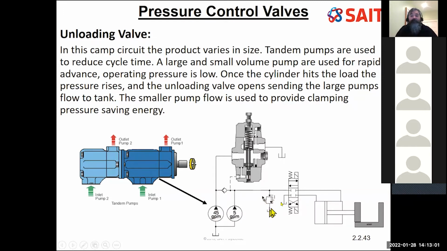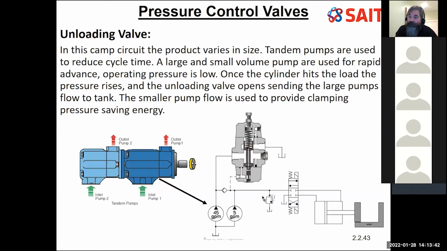Okay, what I do is I set this unloading valve at a lower pressure, a pressure between my working pressure and my safety pressure. So say I actually need only 800 psi here. I've set this to 1000 for safety. I set this down to 600 psi. So what happens is, at 600 psi, this thing fully opens. It dumps all the fluid from the 45 gallons per minute at low pressure, 600 psi.